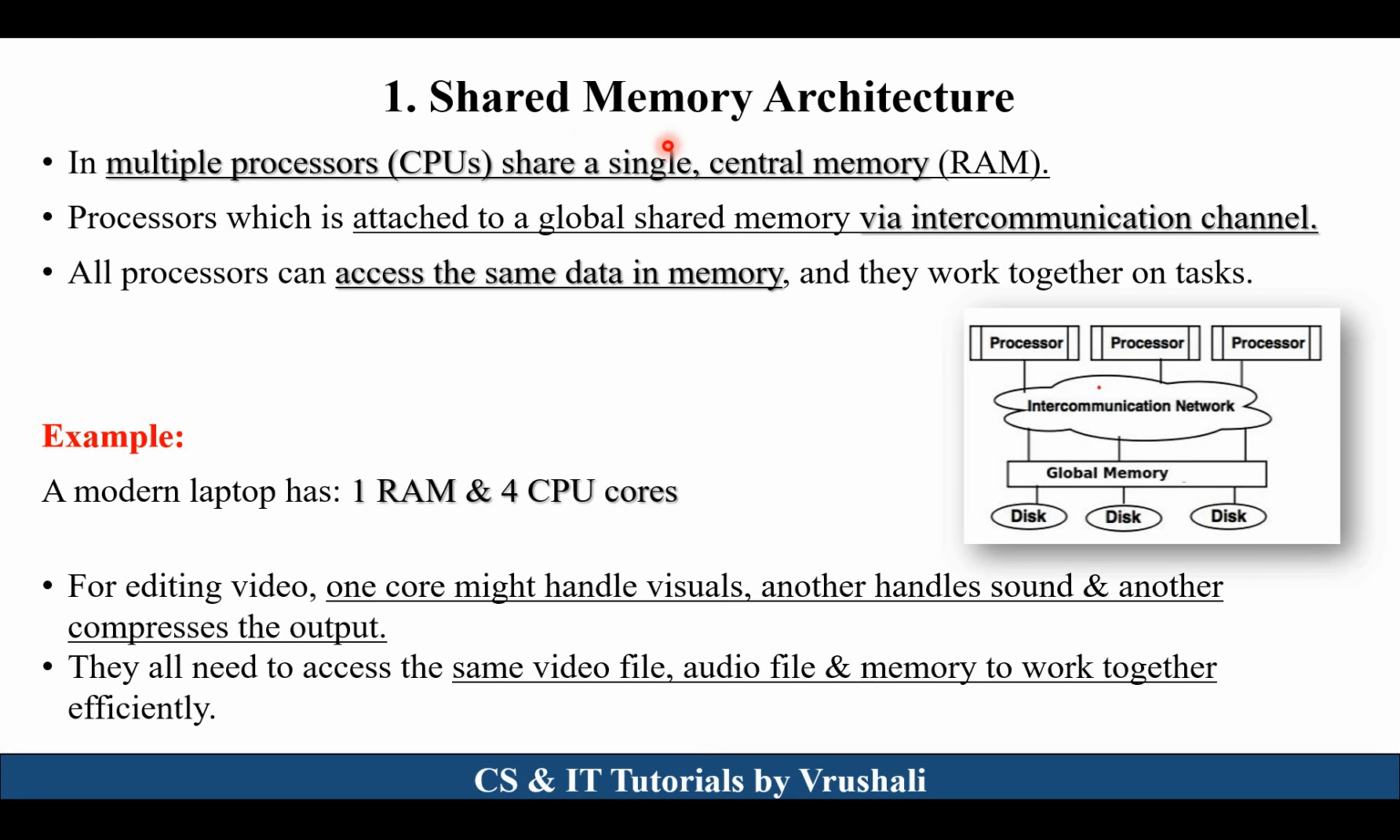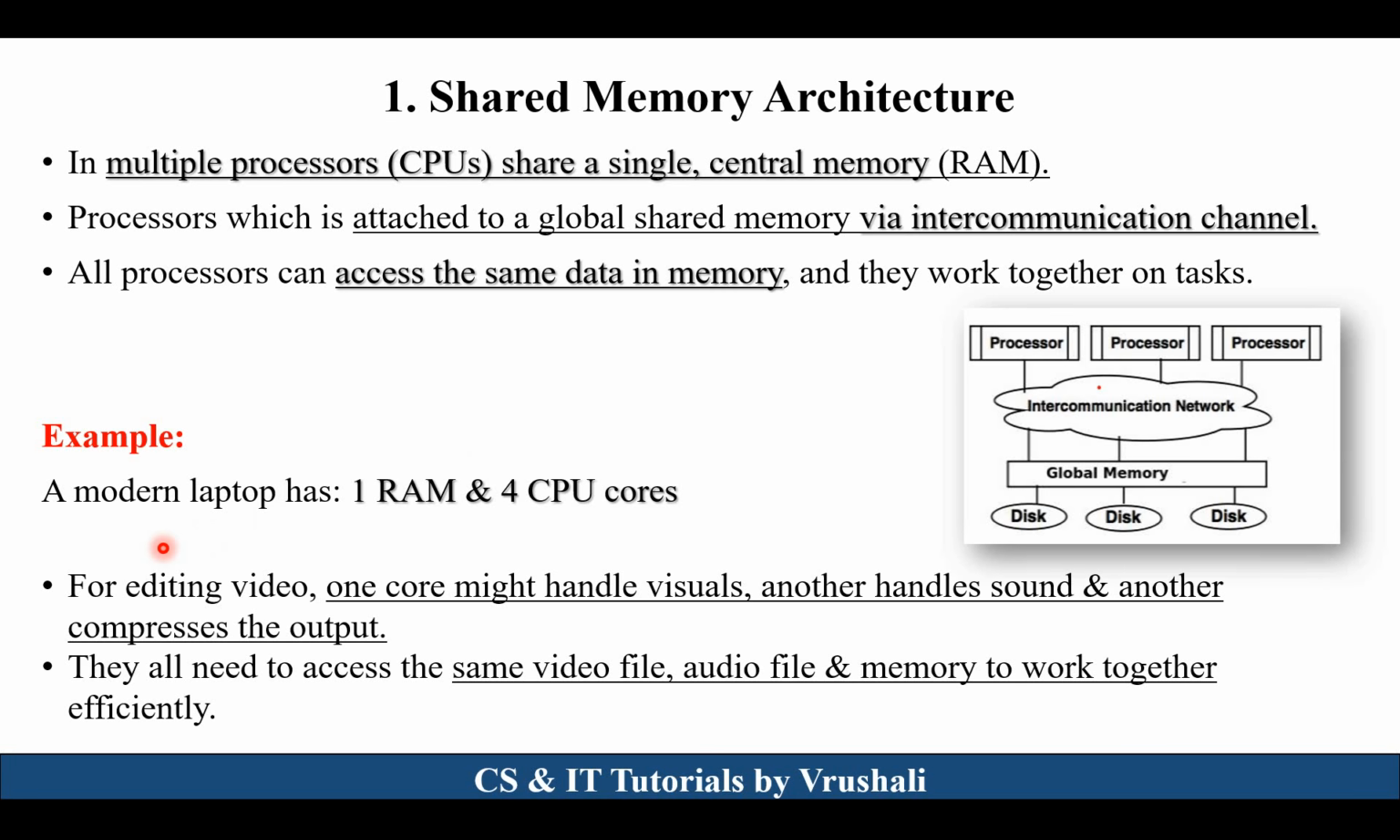Now, the first one is the shared memory architecture. See here in this diagram. There are multiple processors, right? And all these processors share the same memory, that is global memory, or we can say RAM, random access memory. So they share the same memory through an intercommunication channel. This is called shared memory architecture, meaning multiple processors use the same memory for performing different operations.